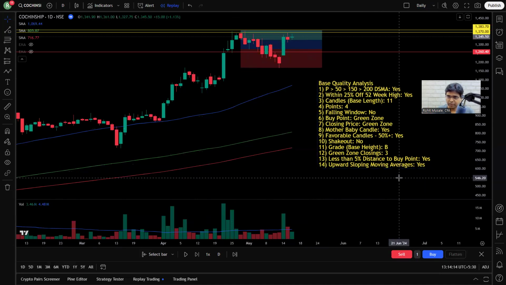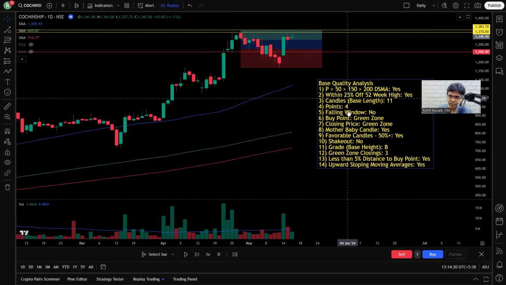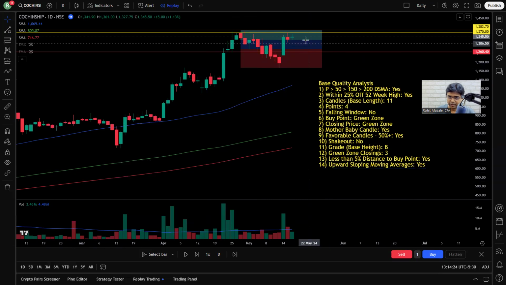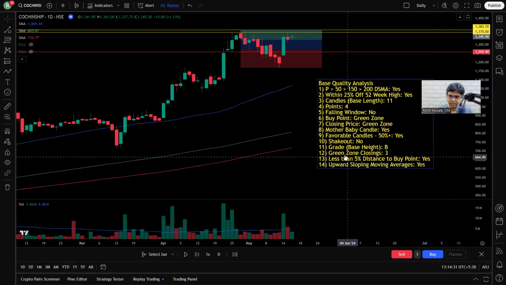So how many are not in our favor? See, no shakeout. That's the only thing which is not in our favor. Rest everything is in our favor, right? Green zone 4 points is fine, no problem. So this is a fantastic base. Okay, this is like 13 points are in my favor.